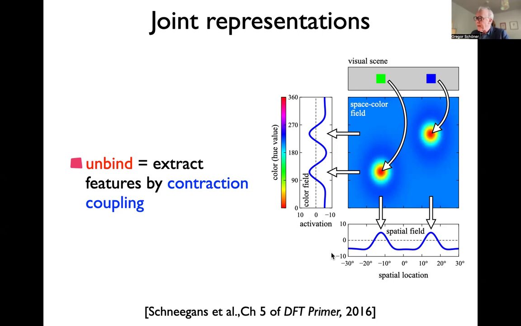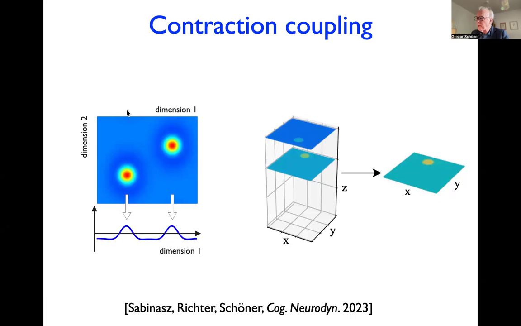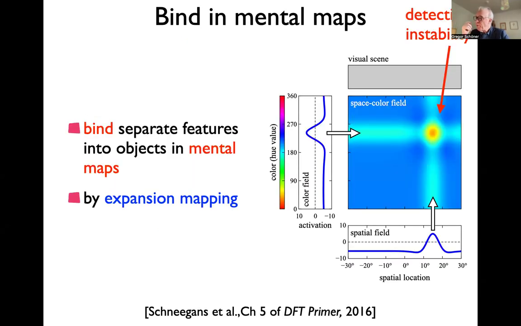And this reducing the dimensionality is called contraction coupling, right? You sum along some dimension. You can do that in multiple dimensions. For instance, you could sum along just the 3rd dimension, and there you can see multiple different ways of how to do that. The reverse is expansion mapping, and that would be the mechanism of how you could combine unbound information into a bound representation, which is what a mental map would be about.